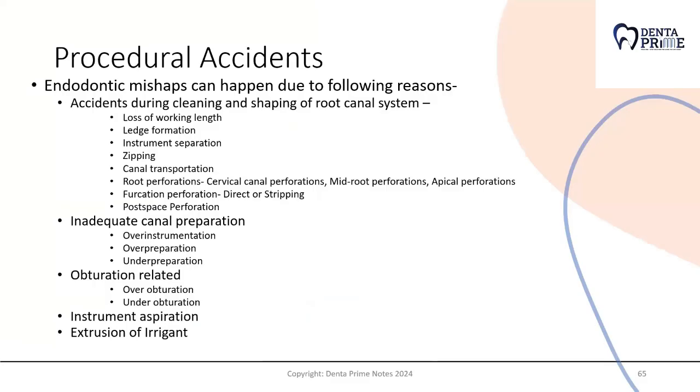Procedural accidents can be of different types, such as accidents during cleaning and shaping of the root canal system, inadequate canal preparation, or they can be obturation related. Then there could be instrument aspiration or extrusion of irrigant. Now we're going to discuss these one by one.